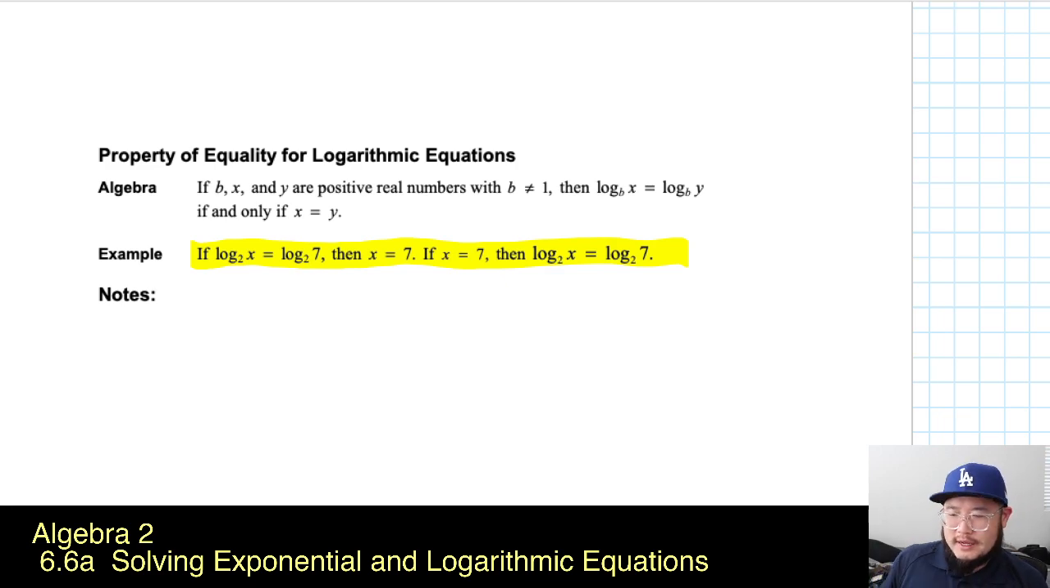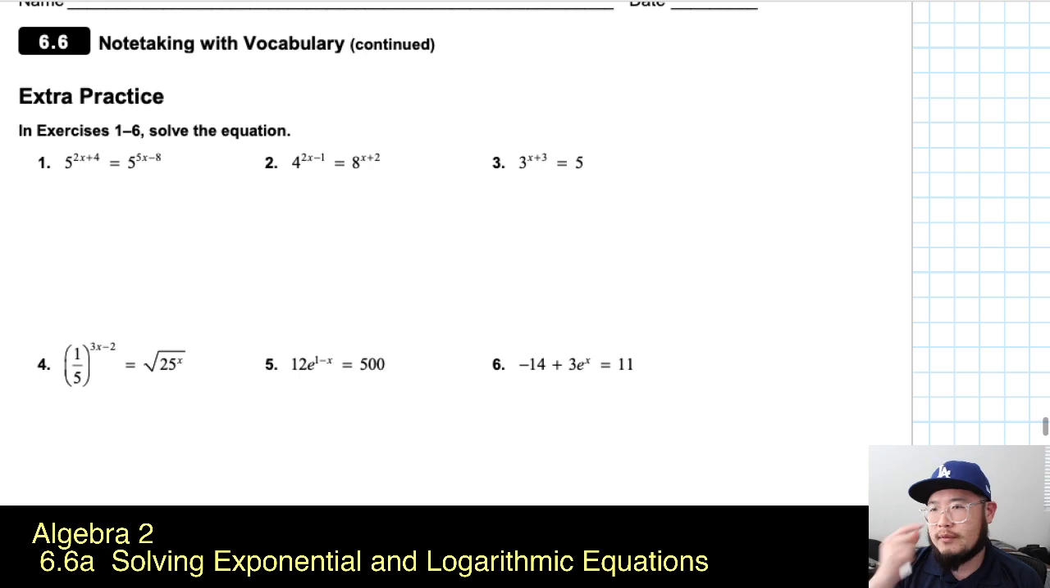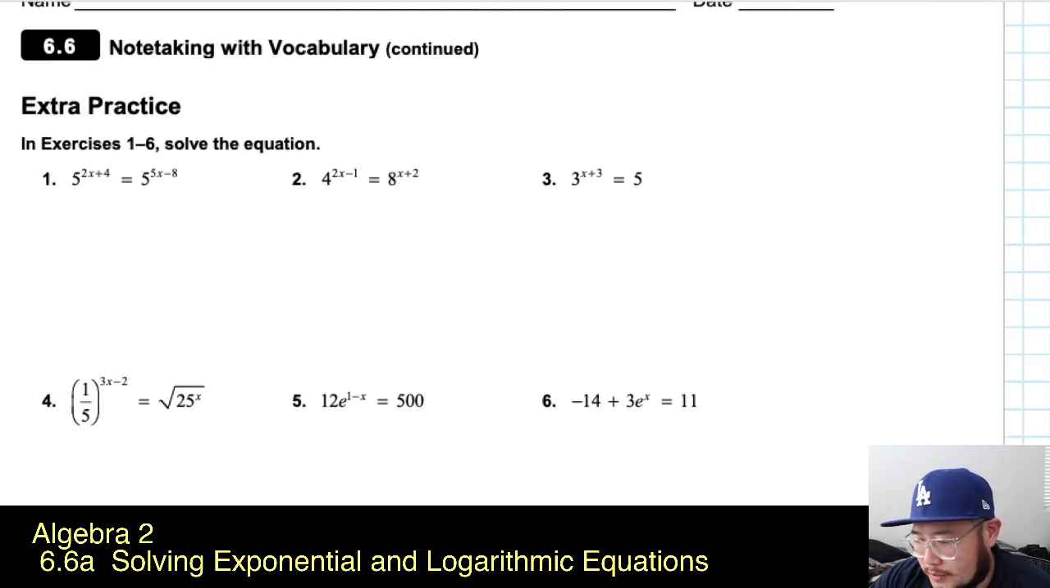So let's take a look at some of this extra practice right here. So in our first problem, let me zoom in a little bit. We have 5 raised to the 2x plus 4 power, and that's equal to 5 to the 5x minus 8 power. So since the bases are the same, all I need to do is take 2x plus 4, and I can set that equal to 5x minus 8.